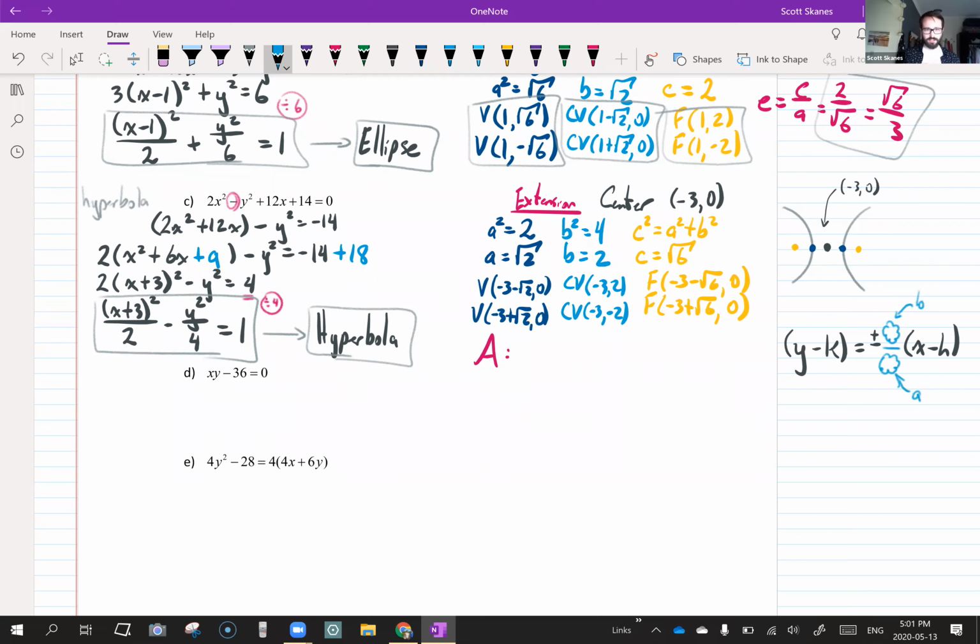Okay, so what's my asymptotes? Can anyone hazard a guess? I'm surprised Hamza isn't jumping over himself to get into this one. Y equals plus or minus something x plus 3. Well, the b goes on top because that's the y-related one.